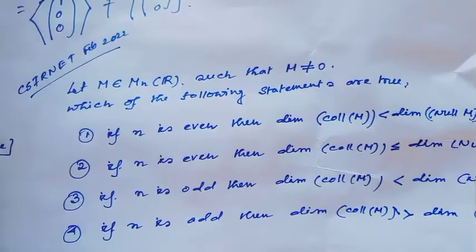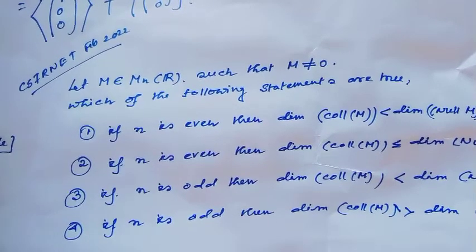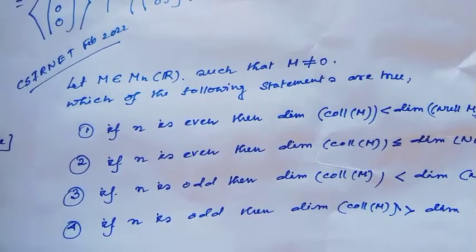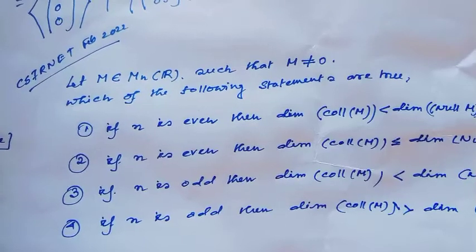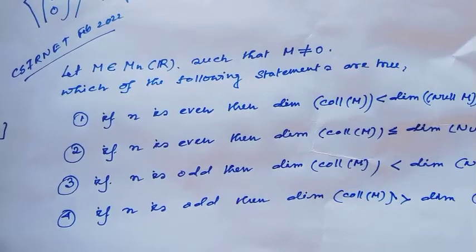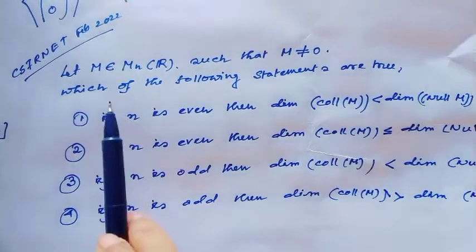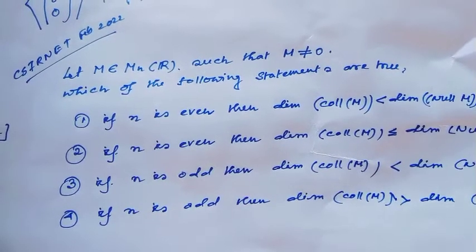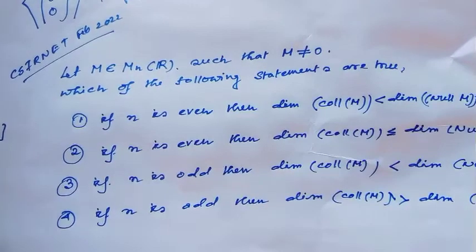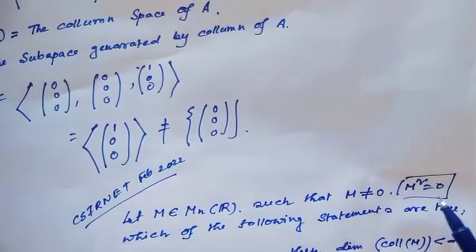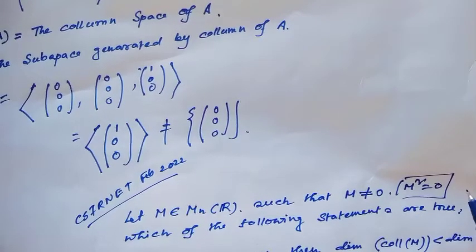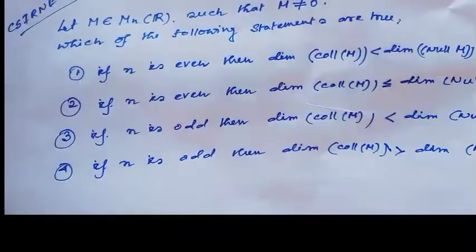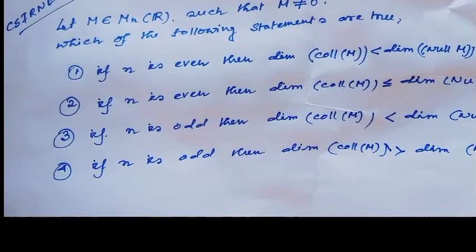Now we will discuss another important question on nilpotent operators, which came in the CSIR NET February 2020 exam. This is also a very basic question which depends on the properties of nilpotent operators. The question is: consider a matrix M belonging to M_n(R) such that M is not equal to 0, and M square equal to 0. That means this matrix is a nilpotent matrix of index 2. Then which of the following statements are true?